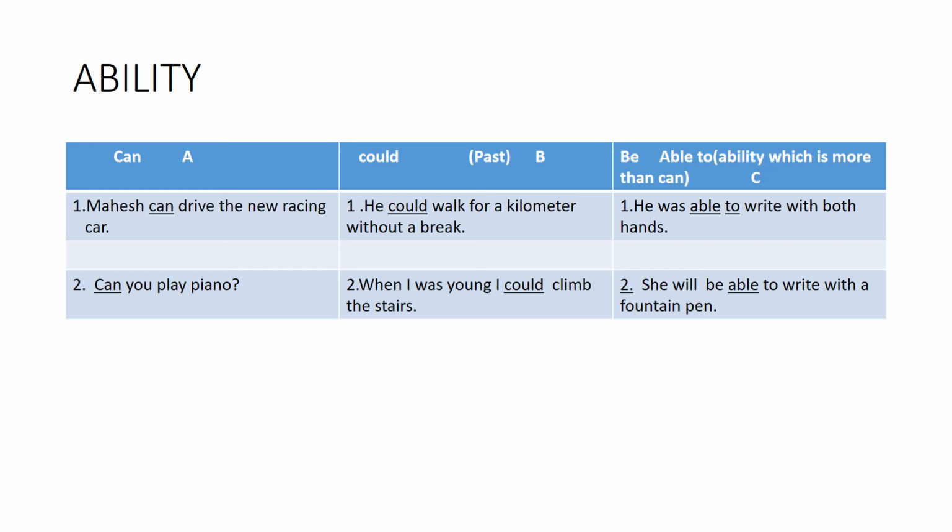In column 3, he was able to write with both hands. She will be able to write with a fountain pen. Be able to indicates ability to do something which is more polite than can.